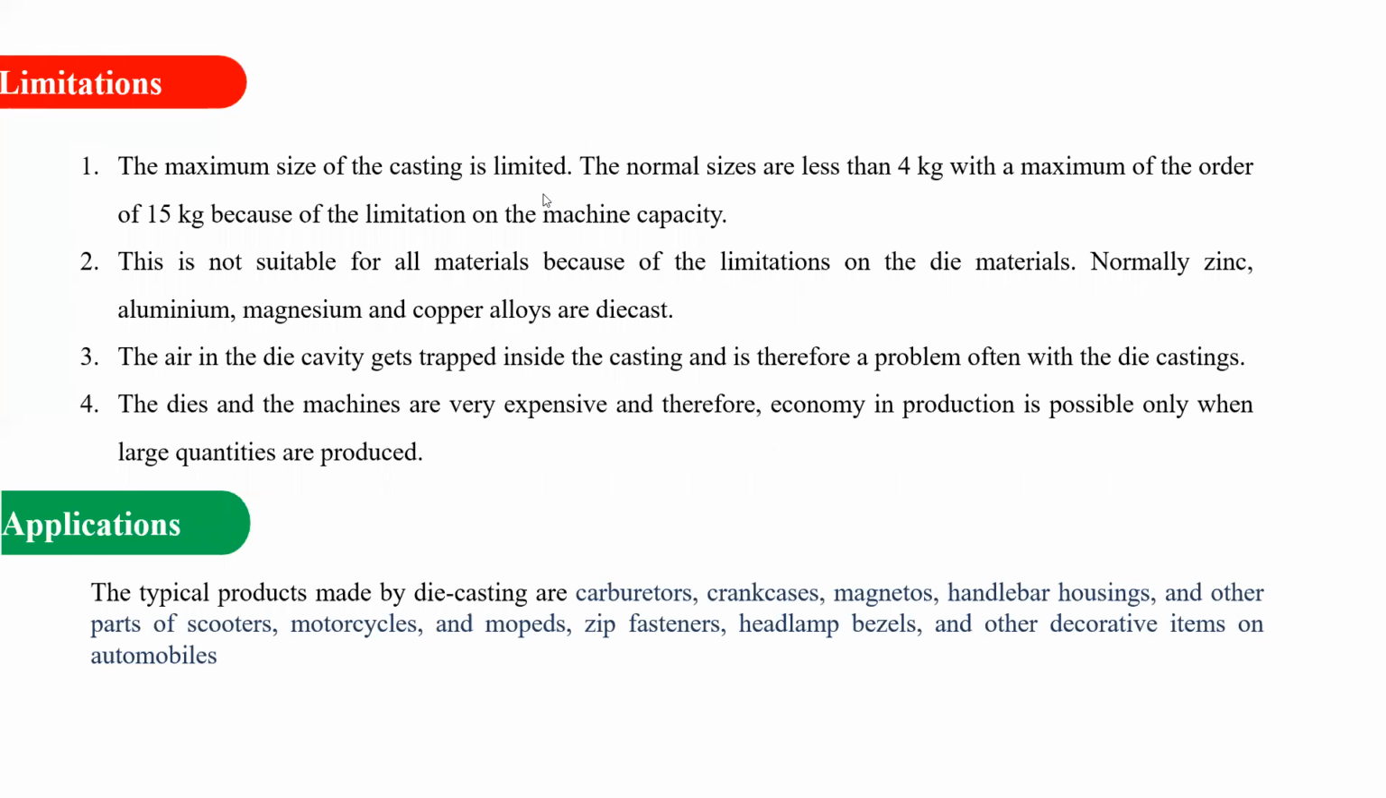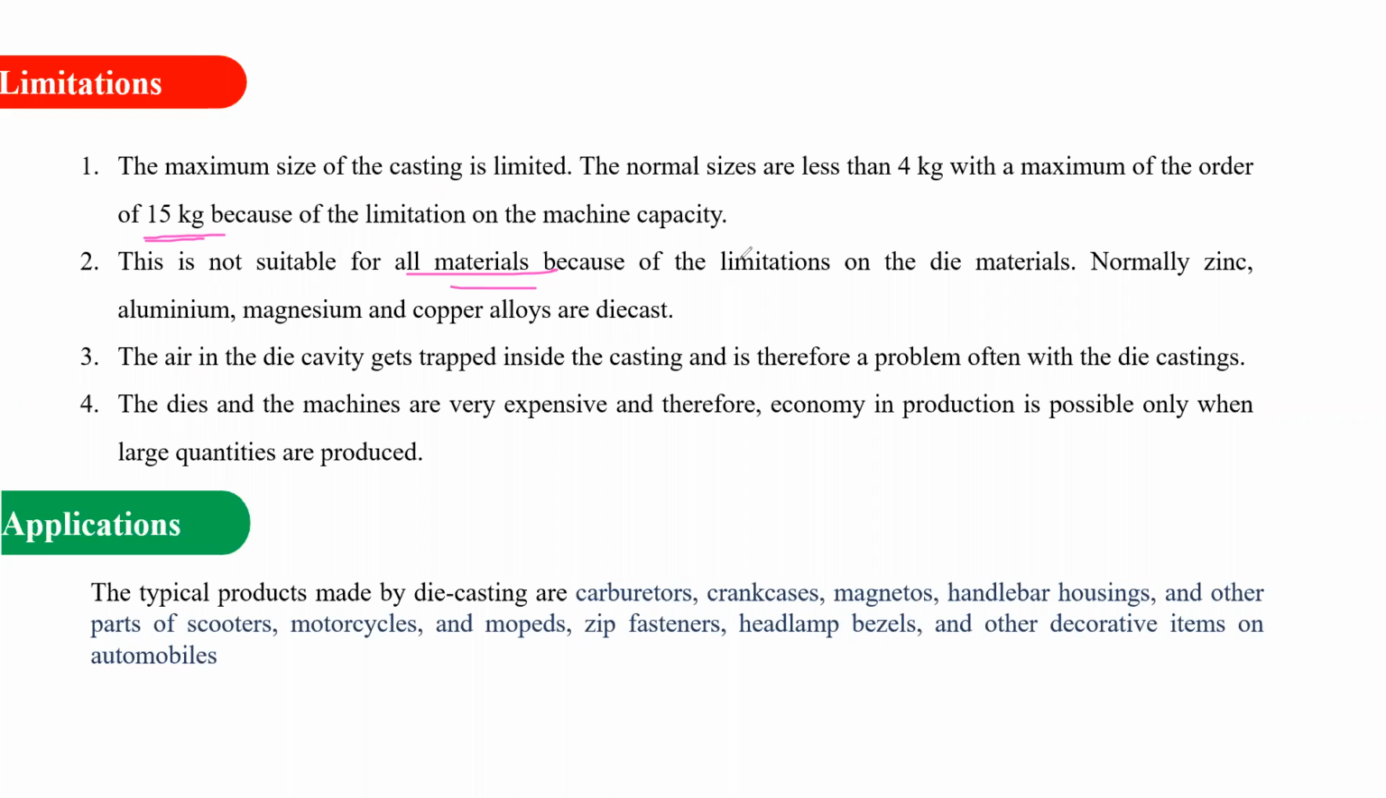This process also has some limitations. Let us see what the limitations of the die casting process are. The main limitation is the weight and the size of the casting. Since we cast low melting alloys, which are also lightweight, the maximum weight of the casting is limited to 15 kilograms.